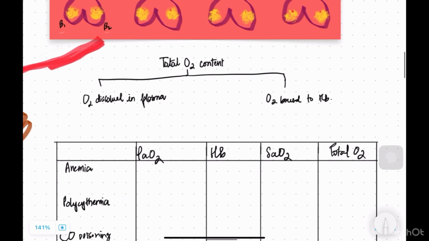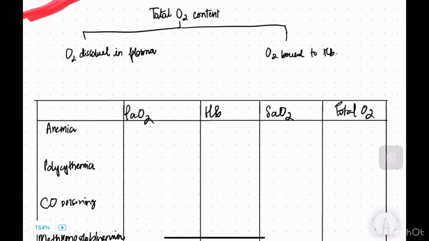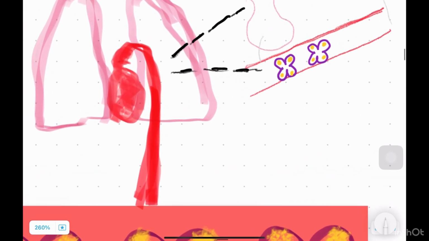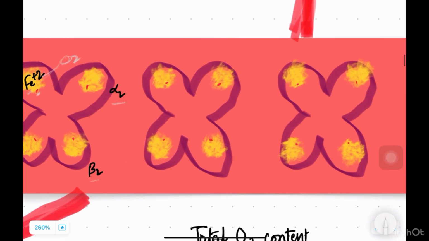Now, what is oxygen dissolved in plasma? Once you breathe in, oxygen enters from the alveoli, and there's going to be some amount of oxygen that's dissolved in the plasma. Not bound to hemoglobin, but dissolved in the plasma. It's lying around outside here.